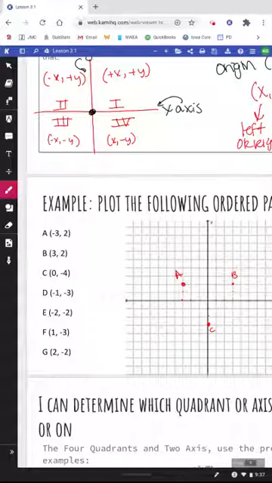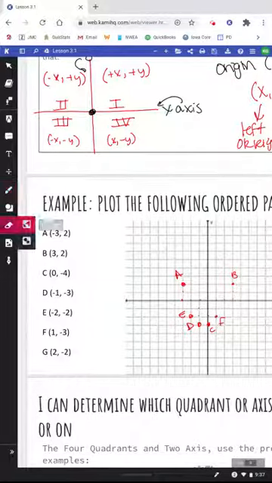For D, it's -1, -3. E is -2, -2. F is 1, -3. And G is 2, -2.